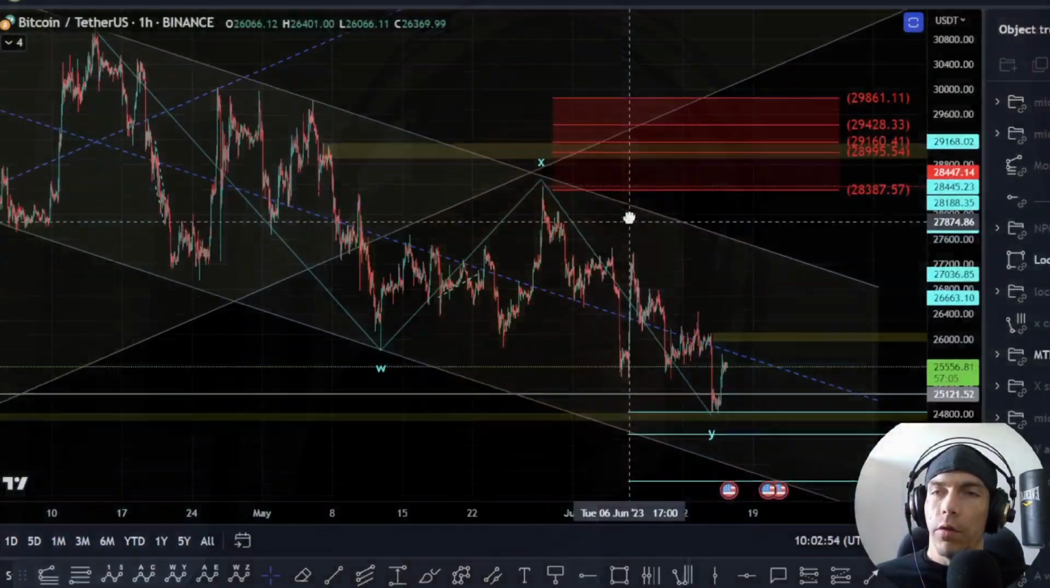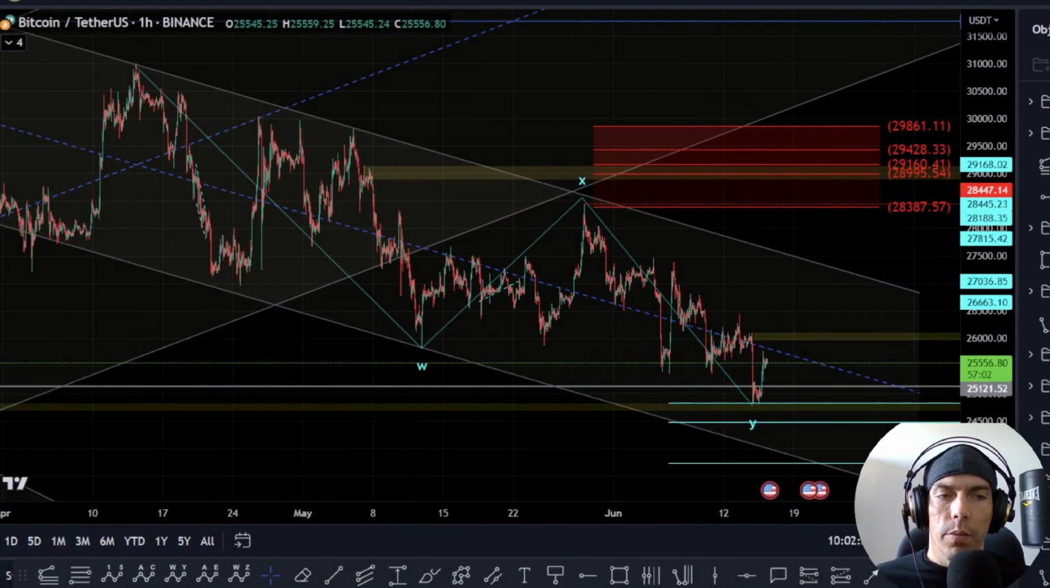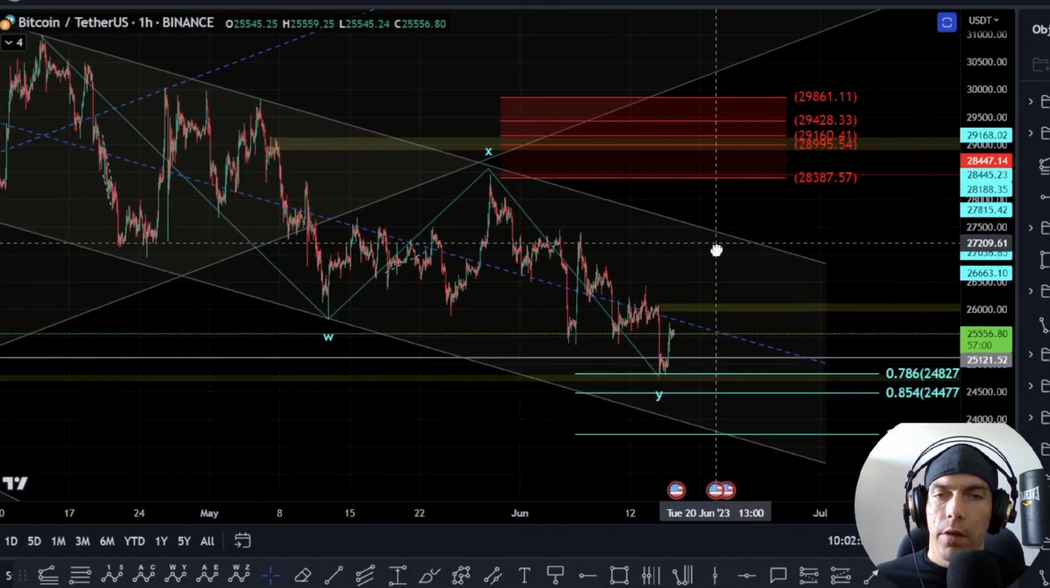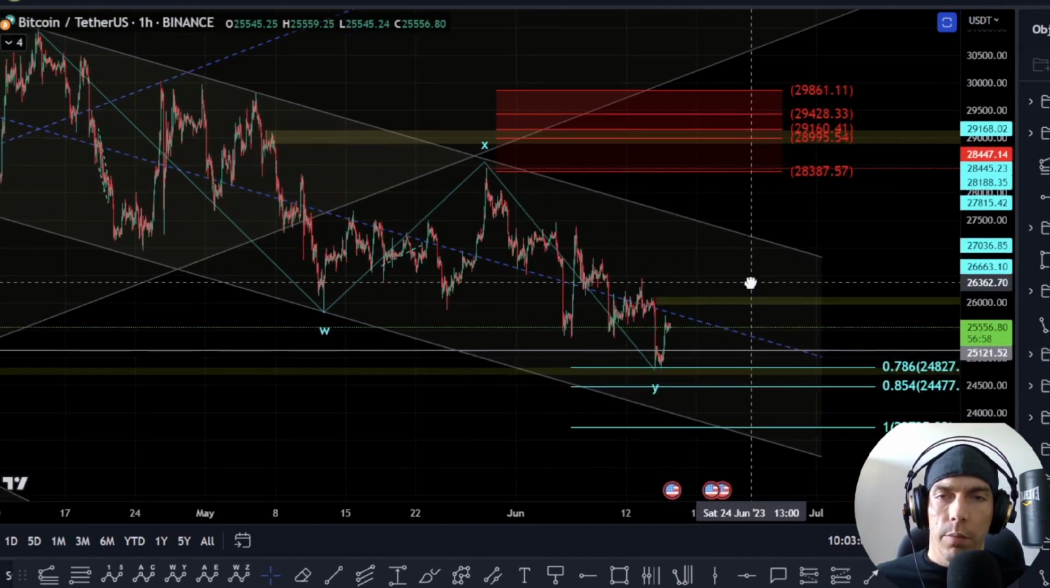Today we're going to be looking at Bitcoin. Let's get into the charts and see what's going on. Okay, so we're still looking for the potential of this being a bigger W, X, and Y pattern here. Now, within this Y wave, there's a couple of ways we can look at this.